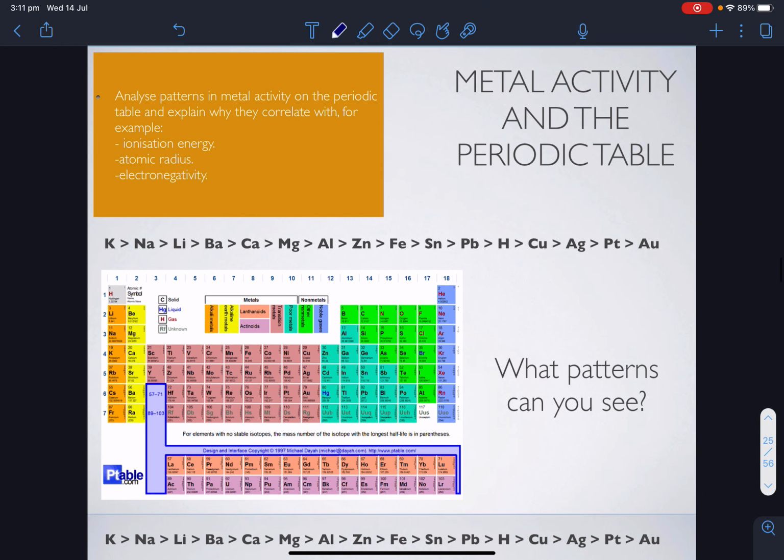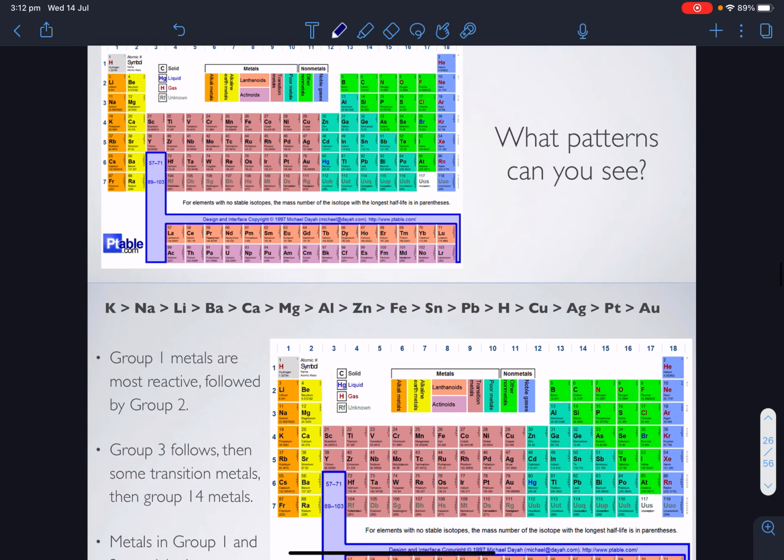Okay, so the syllabus is asking us to look at the patterns in metal activity on the periodic table, and explain how they correlate with ionization energy, atomic radius, and electronegativity. So here I've got the periodic table and I've got our activity series. Okay. So have a look what patterns you can see. You can pause it if you want, but I'm going on.